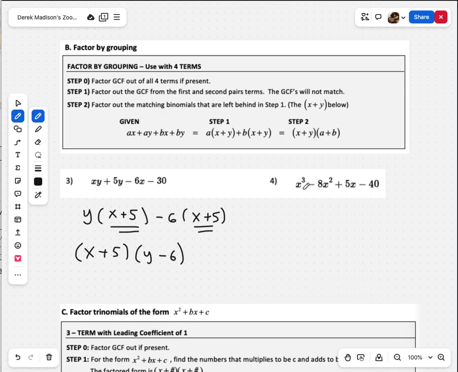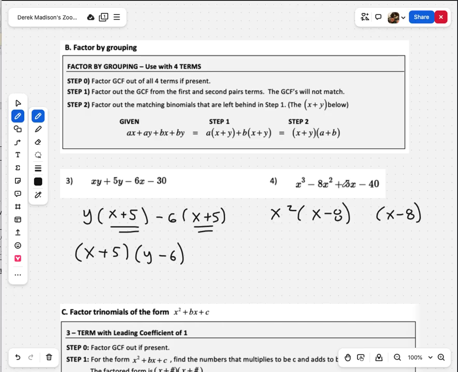For that one, let's see. For those first 2 terms, we would have an x squared in common. So we'll do x squared, x minus 8. And again, just kind of distribute back in your head and make sure that everything's good there. And then, like I said, we're going to need to get another x minus 8.